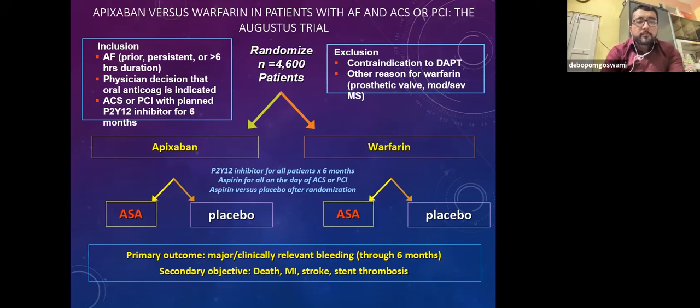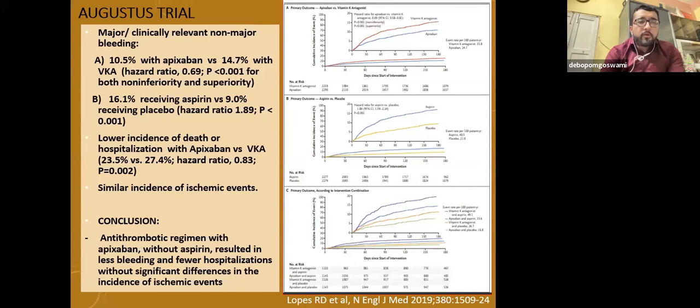Next slide. Now, the AUGUSTUS trial showed that major or clinically relevant non-major bleeding was 10.5% with apixaban versus 14.7% with the VKA, with a hazard ratio of 0.69. The p-value was significant both for non-inferiority and superiority. Bleeding was 16.1% in those receiving aspirin versus 9% receiving placebo. And there was a lower incidence of death or hospitalization with apixaban versus the VKA, and a similar incidence of ischemic events.